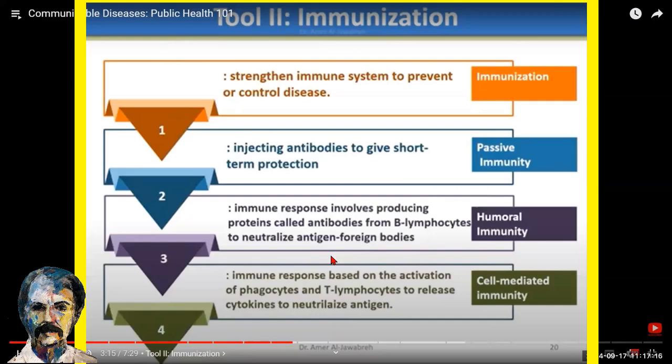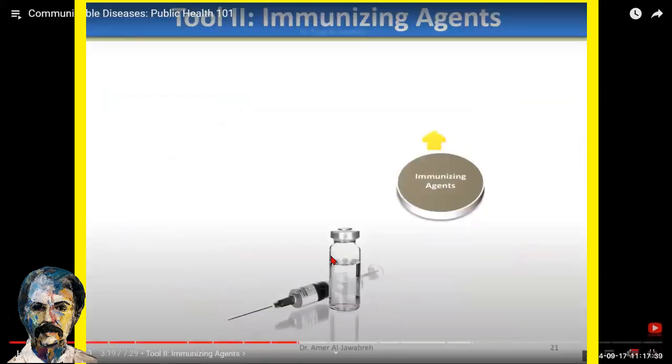Usually, from your course, you remember we have T helper, T4, CD4, CD8, cytotoxic, natural killers, all of these. T4 is the maestro, the orchestrator. Okay, go back to your immunology course and you will find things in detail. Okay, this is just a quick introduction. Now let's go to immunizing agents. Based on this, let's go to immunizing agents.